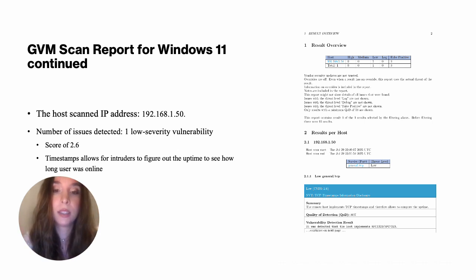This one that they detected was the timestamps, and this actually allows intruders or attackers to figure out the uptime, to see how long a user was online, and this can let them use this information for quite a number of different things.